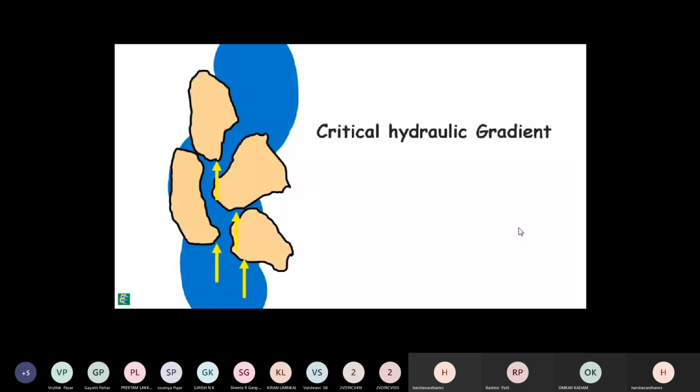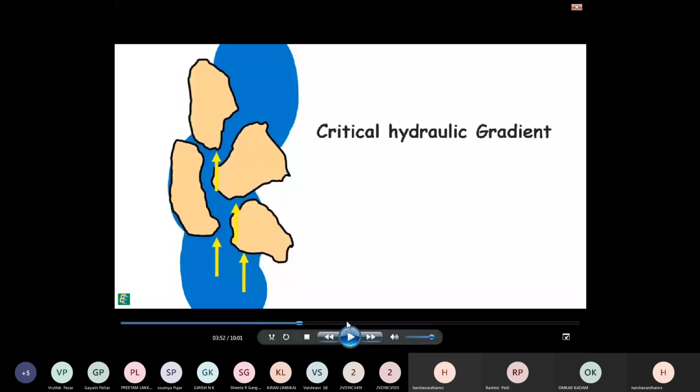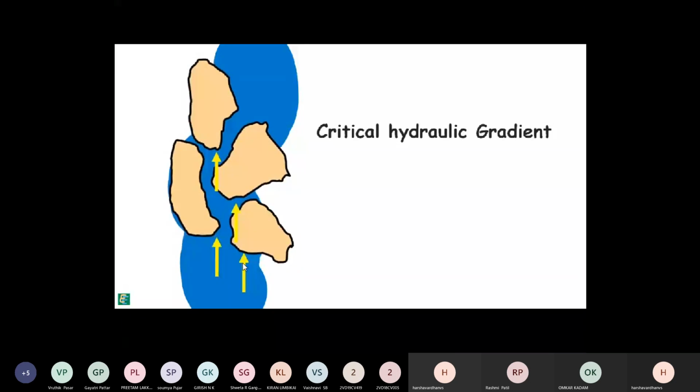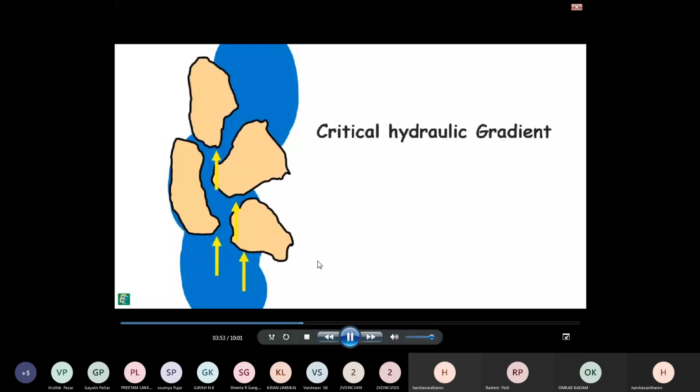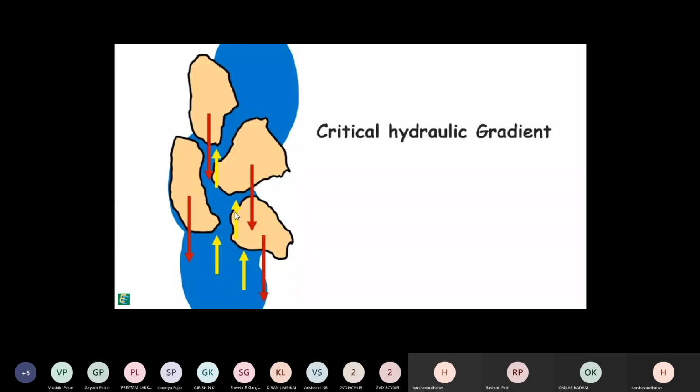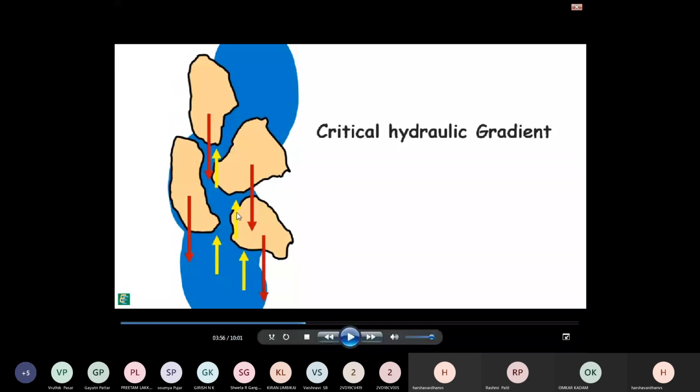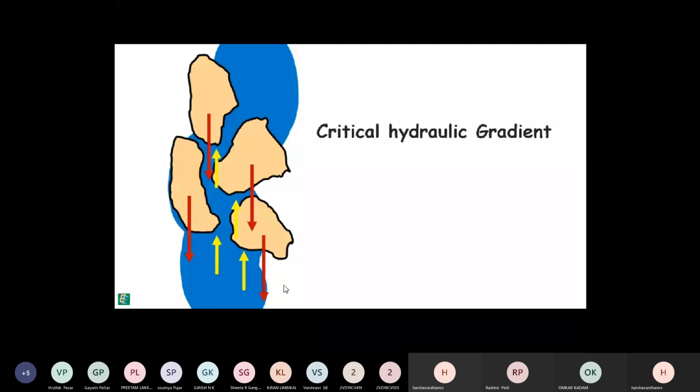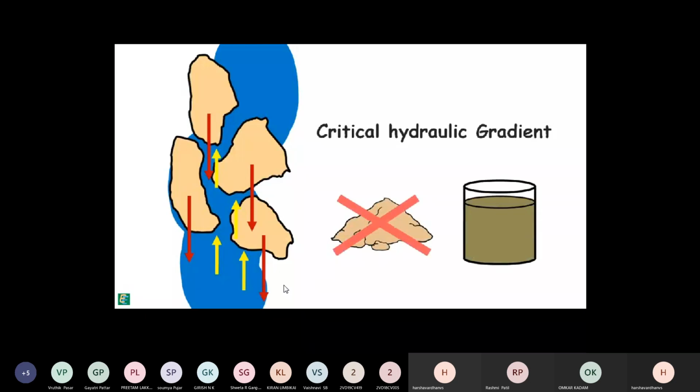So critical hydraulic gradient is the case in which seepage is occurring in upward direction, seepage forces are acting vertically upwards, and only the weight of the soil particles is counteracting the seepage force. So when the seepage force is more than the weight of the soil particles, then the soil particles will get displaced.